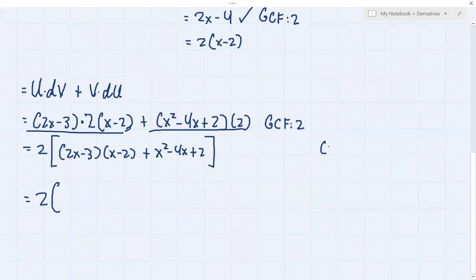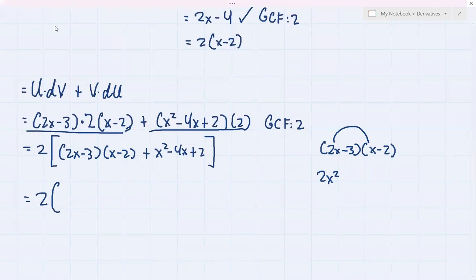Okay? So, I'll put here 2x minus 3 times x minus 2. First, multiply the first terms. I multiply 2x and x. 2x times x becomes 2x squared. Next, the outer terms. I multiply the outer terms, 2x and negative 2. So, 2x times negative 2, we have negative 4x.